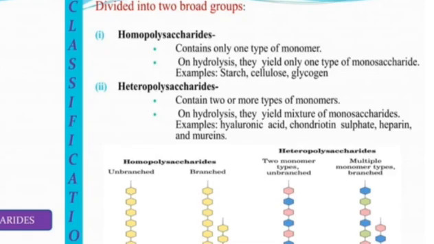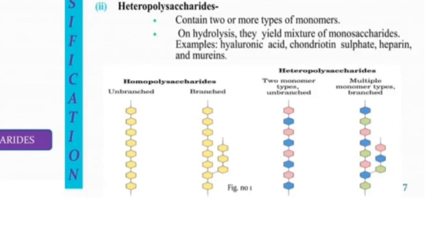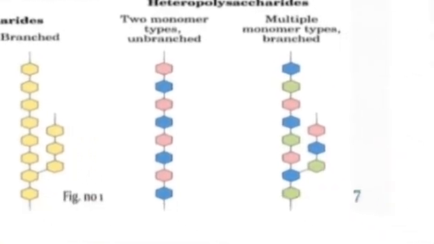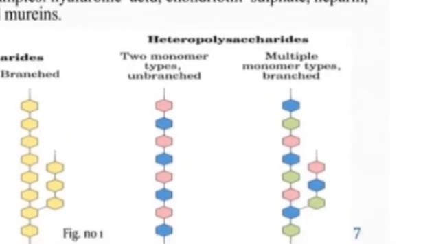But heteropolysaccharides contain 2 or more types of monomer. On hydrolysis, they yield a mixture of monosaccharides. Examples are hyaluronic acid, chondroitin sulfate, heparin, and mucins. In the diagram, you can see the homopolysaccharides, all the monomers are yellow. But in heteropolysaccharide, some are pink, some are blue, some are green, telling you that the monomeric units are different in heteropolysaccharides.